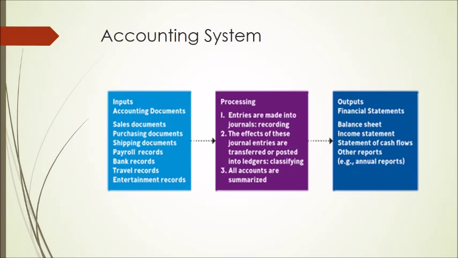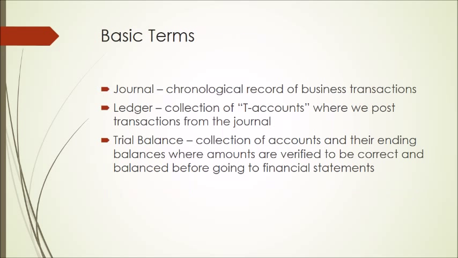Entries are made into journals, and then the effects of these journal entries are transferred or posted to what we call ledgers. We'll have those terms in a minute. Then all these accounts are summarized into a trial balance. And finally, our outputs are our financial statements. The book only mentions three, but most accounts will tell you there are four: balance sheet, income statement, statement of cash flows, and the statement of retained earnings.